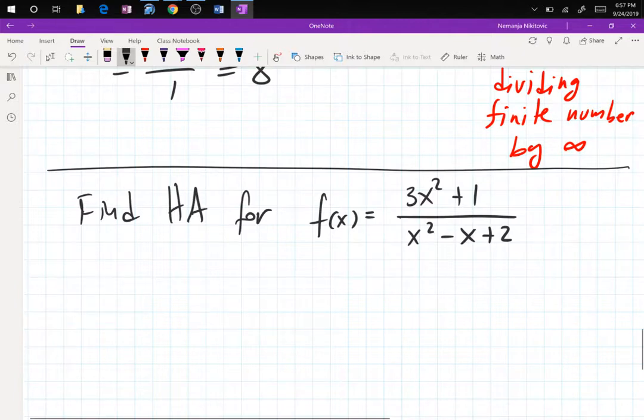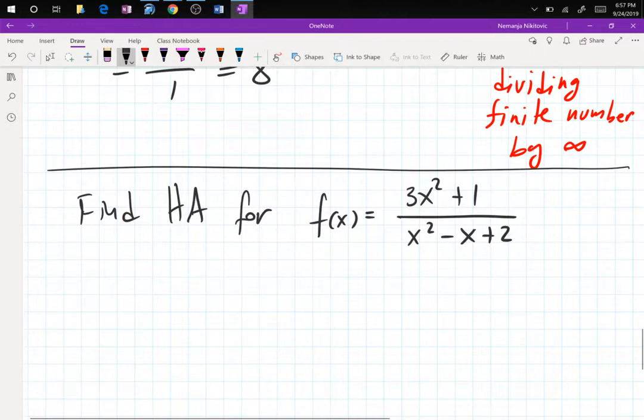So those of you who memorized the rules from pre-calculus know that since the exponents are the same, x squared and x squared, the horizontal asymptote is at the ratio of the leading coefficients, which is 3 divided by 1. So y equals 3. The answer is y equals 3 because you know pre-calc.